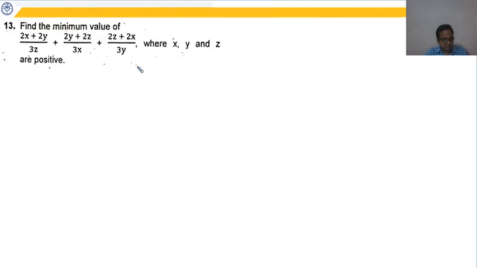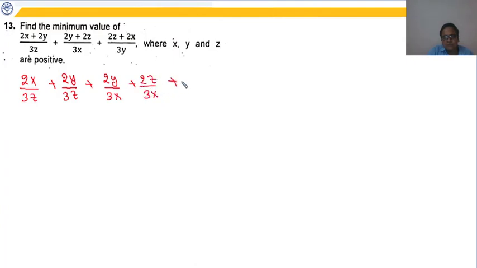Let's come to question number 13. It says we have to find the minimum value of this expression where x, y, z are positive. So let's try to simplify this expression. This is 2x upon 3z plus 2y upon 3z. Then we had 2y upon 3x plus 2z upon 3x. 2z upon 3y plus 2x upon 3y.